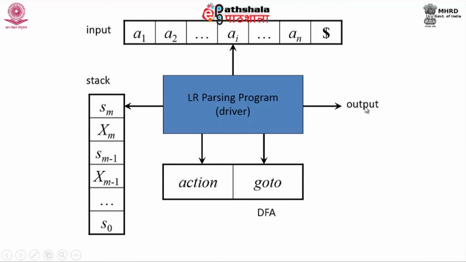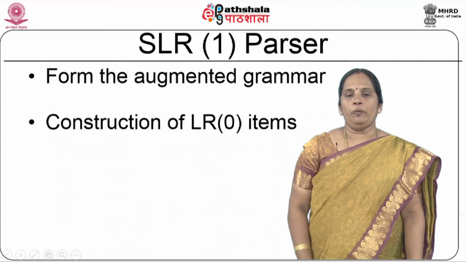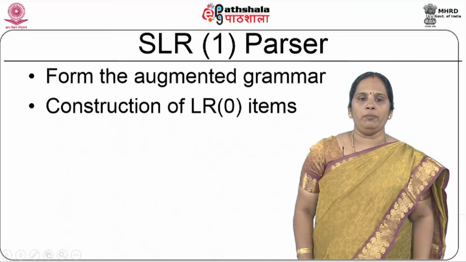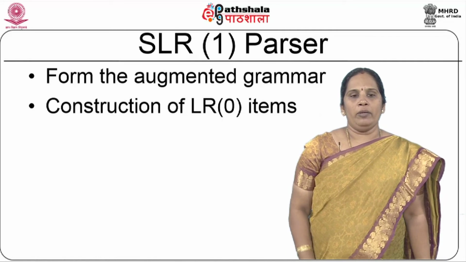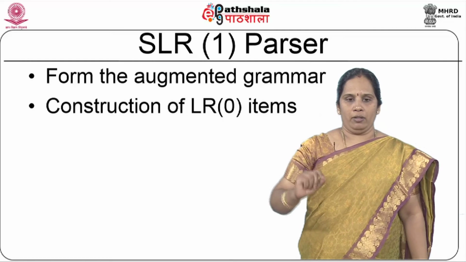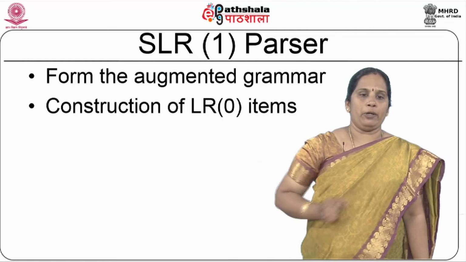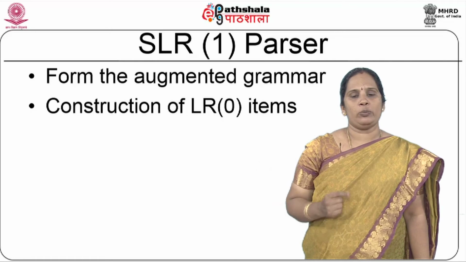So, the output will be a successful parsing, and you will have a parse tree if it is successful. If the parsing is unsuccessful, you will not have a parse tree; you will report an error situation. So, the steps are: form the augmented grammar. Okay. Now, what is the augmented grammar?